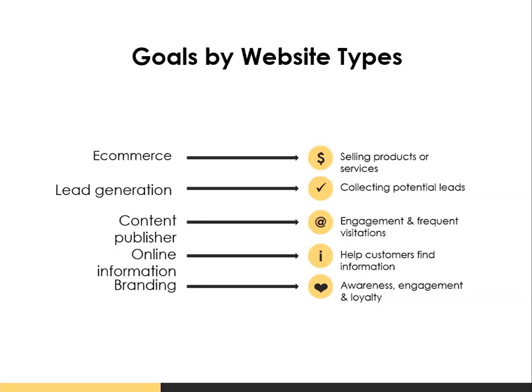If you're a content publisher, meaning you have a media site or a blog, for example, your goal is to measure engagement. So it might be things like how many pages a user views on average, or how much time they spend on site, right? If you're just an online platform, your goal is to help customers find information, right? And if you are a branding site, then your goal is to measure awareness. So you might look to see things like, again, how often people are searching for our company name, for example, as a measure of awareness.